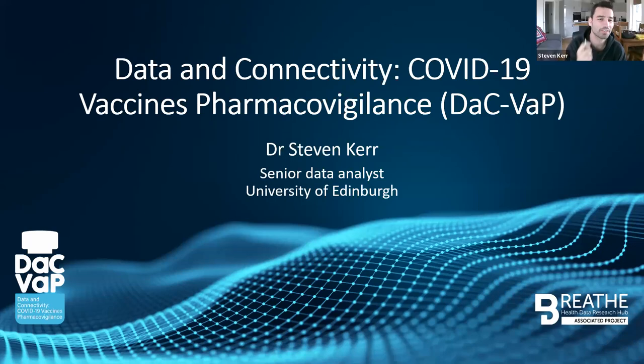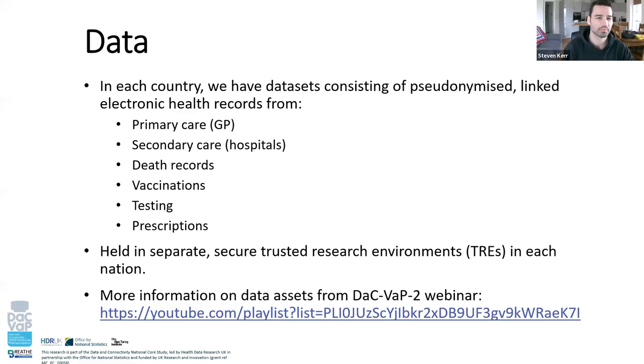Thank you very much. So first, I'm going to give a quick overview of the data assets that are actually available in each country, and then I'm going to talk about a few research efforts that we've gone to. So in each country, we have data sets consisting of pseudonymized linked electronic health records from primary care, which is derived from GPs, secondary care, which is hospitals. We have death records, vaccinations, COVID-19 testing, and we have some prescription information available too. And there's a little bit of variation by TRE, but that's more or less what each TRE has.